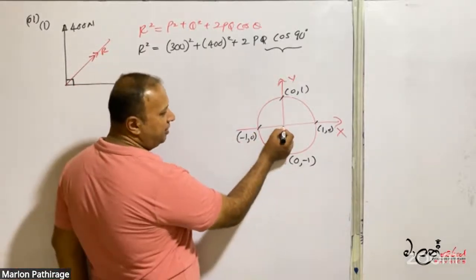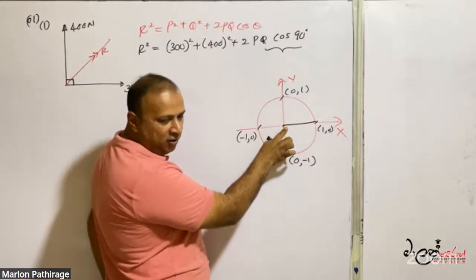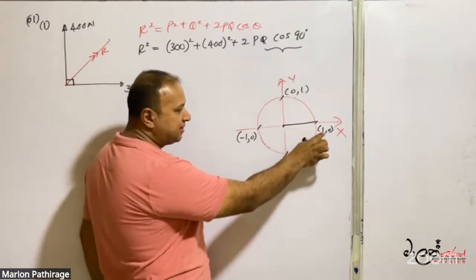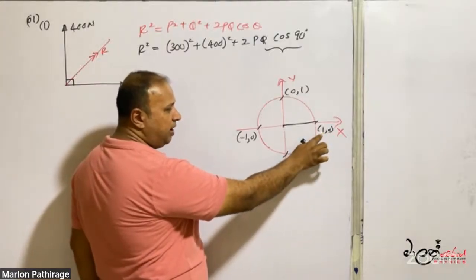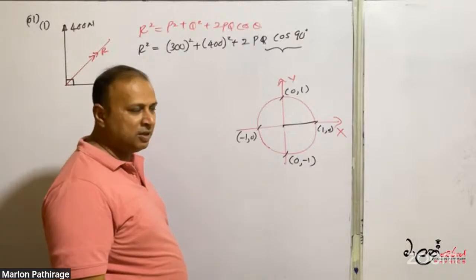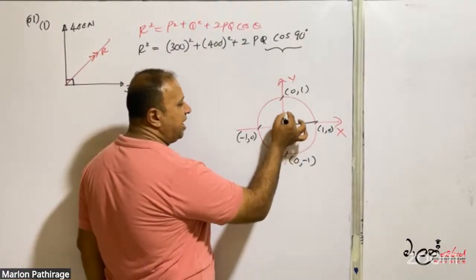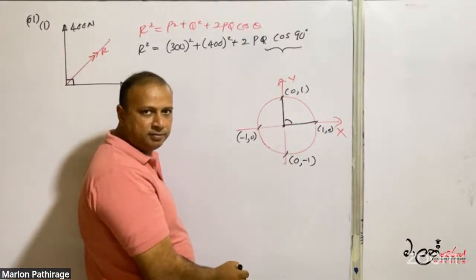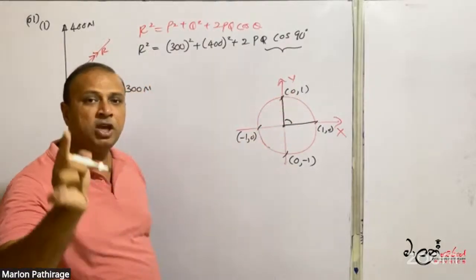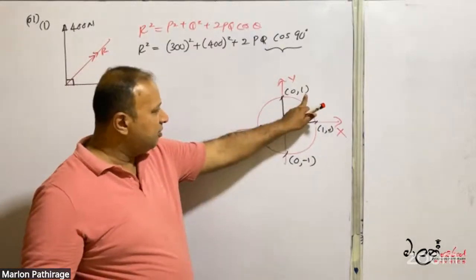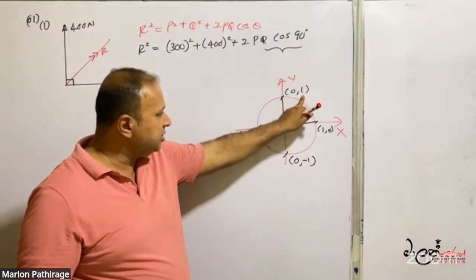Therefore, it is very clear if the angle is 0, the x coordinate is 1 and the y coordinate is 0. That means cos 0 is 1, sine 0 is 0. When the angle is 90, x is 0, which means cos value is 0, and y is 1, which means sine 90 is 1. Sine 90 is 1, cos 90 is 0.